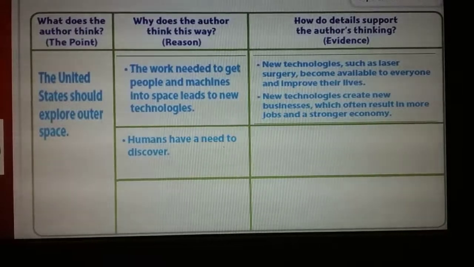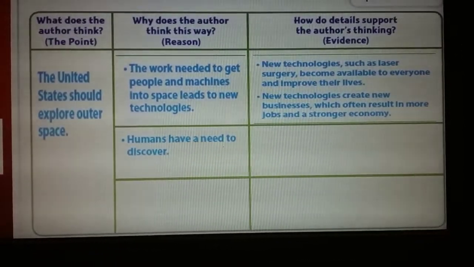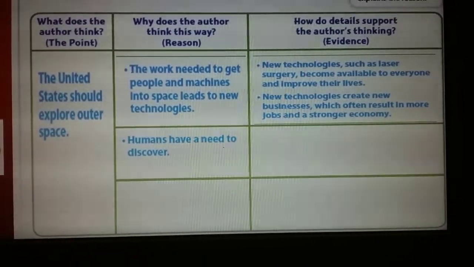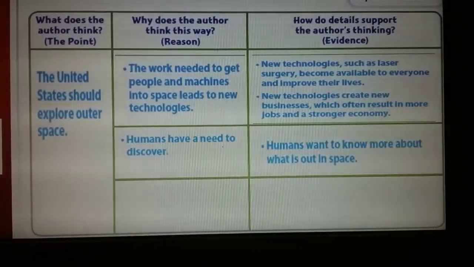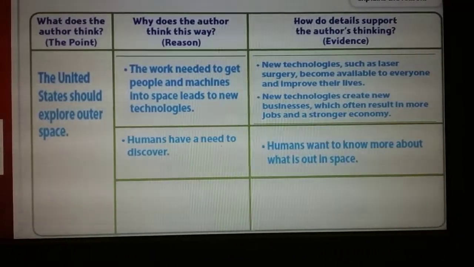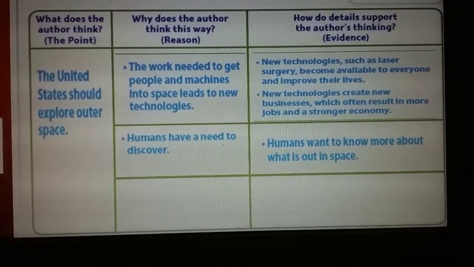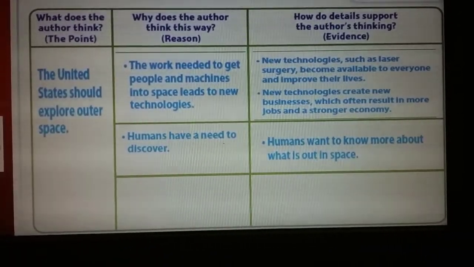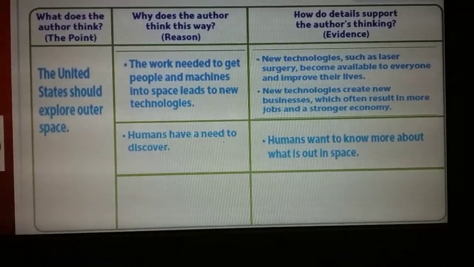The other reason, the author says humans have a need to discover. So this is why the author feels that the United States should explore outer space. Just yet another reason why. Look at the evidence. It states humans want to know more about what is out in space. This too, guys, is something that can be proven because throughout centuries, we have hard evidence that shows that human beings have been very, very interested in what's in space.